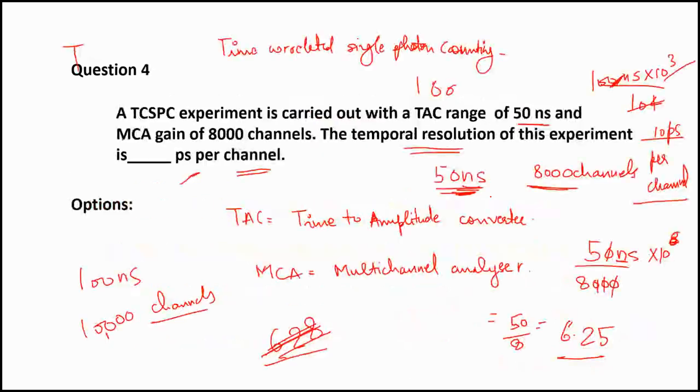Now, I'll give you one more question related to this experiment. Suppose there are 4,000 channels, and you are given the same time range of 50 nanoseconds. So the time range is 50 nanoseconds, but now you have only 4,000 channels in the MCA. What will be the temporal resolution of the experiment?